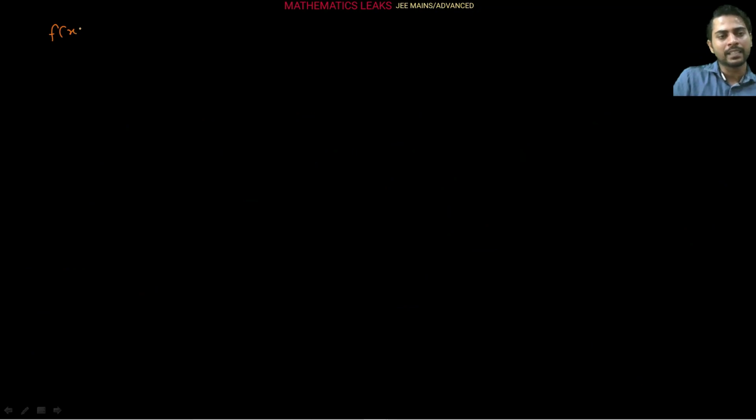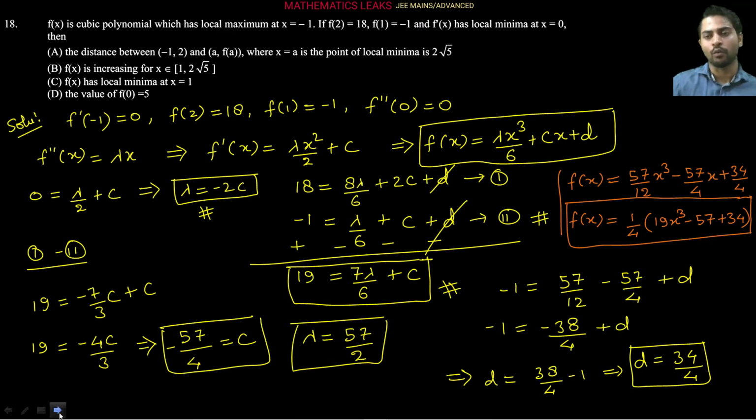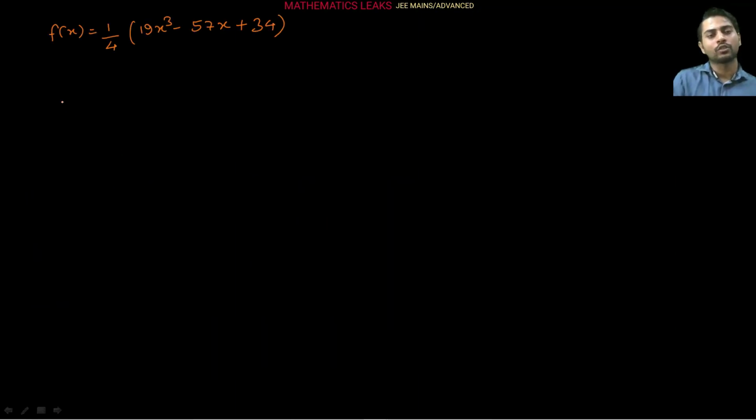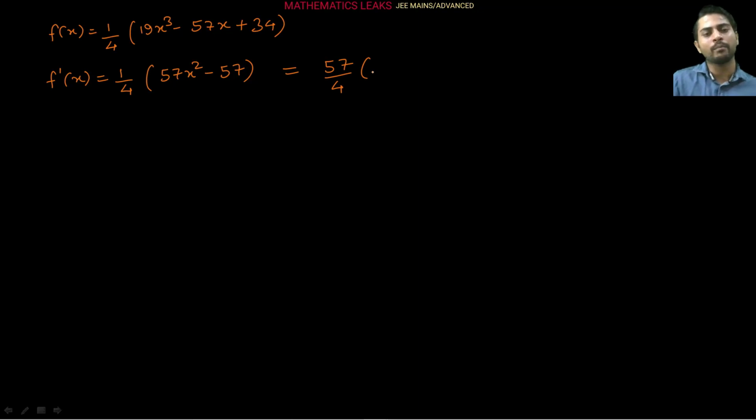F(x) we are getting as 1/4 into 19x³ minus 57x plus 34, right? So for maxima and minima, let's find its derivative. F'(x) is equal to 1/4 times 57x² minus 57. From there you can see 57 we can easily take common, so 57/4 into (x² minus 1) it is coming, no? So (x minus 1)(x plus 1) we can write down. So from there we are getting critical points, those are minus 1, 1.